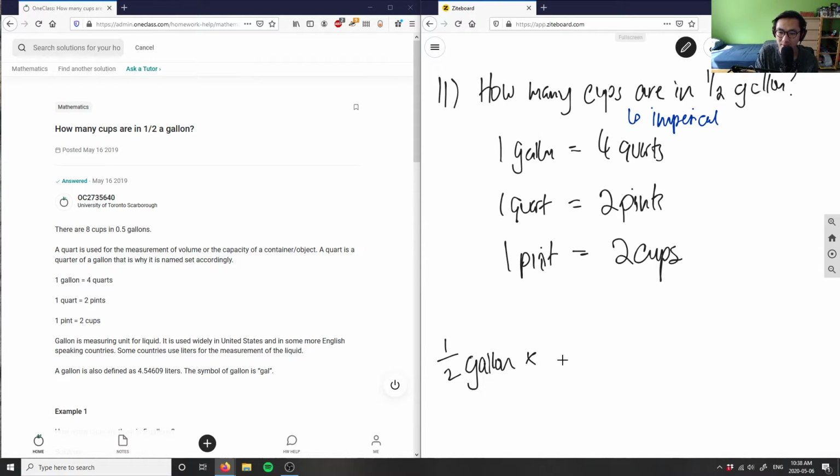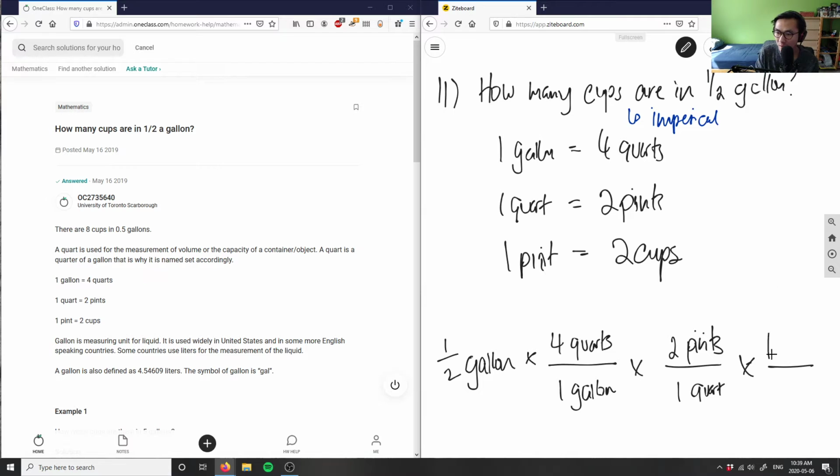So if I want to convert gallons to quarts first, I know that 1 gallon, going to cross out my gallons, equals 4 quarts, right? So it equals 4 quarts. And if I want to convert quarts to pints, I know that here 1 quart equals 2 pints. And then finally, how many cups in a pint? Obviously, 1 pint is 2 cups here.